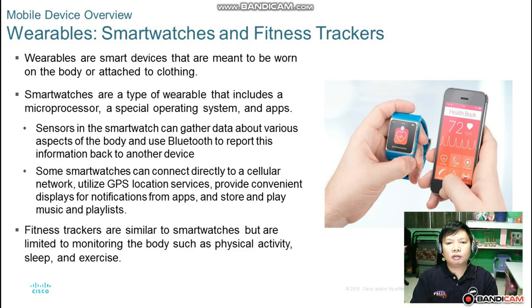Some smartwatches can connect directly to a cellular network, utilize GPS location services, provide a convenient display for notifications from apps and the store, and play music and playlists. Fitness trackers are similar to smartwatches, but are limited to monitoring the body, such as physical activity, sleep, and exercise.